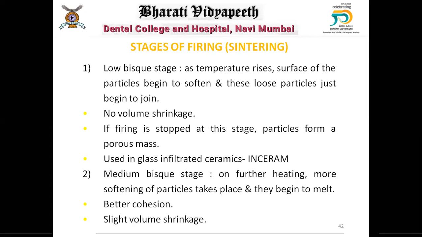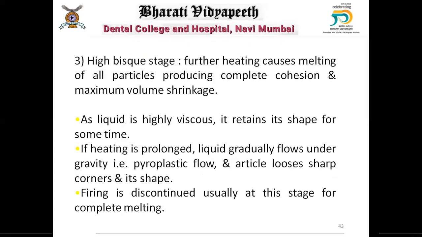Then the medium bisque stage. On further heating, more softening takes place and the particles begin to melt. There is better cohesion and slight volume shrinkage at this stage. As the temperature increases, the particles melt further, and whatever excess water or space is there keeps on producing porosities, which in turn might cause shrinkage.